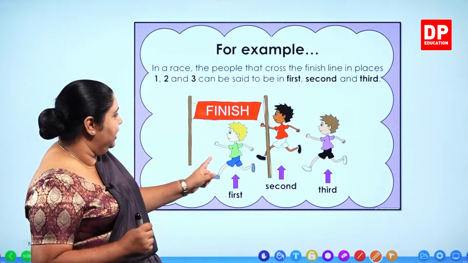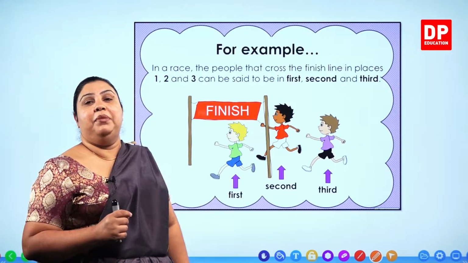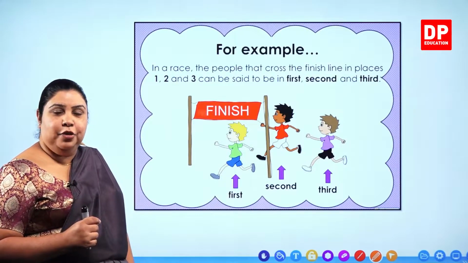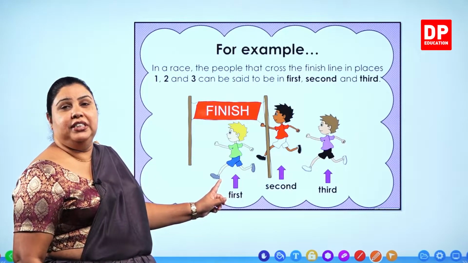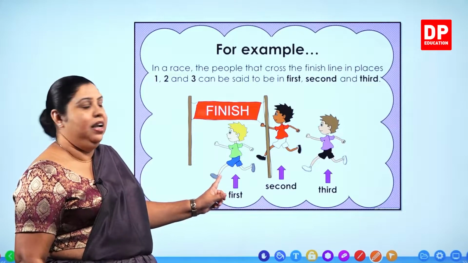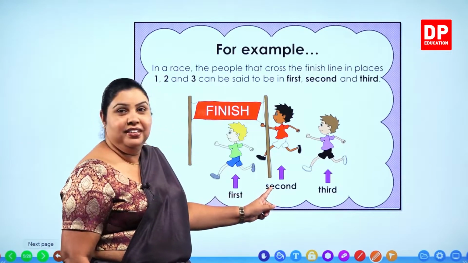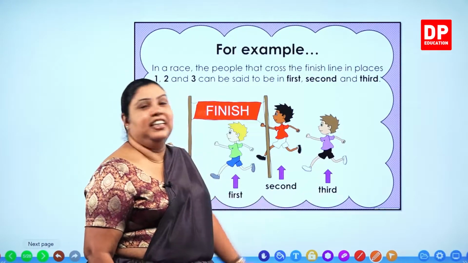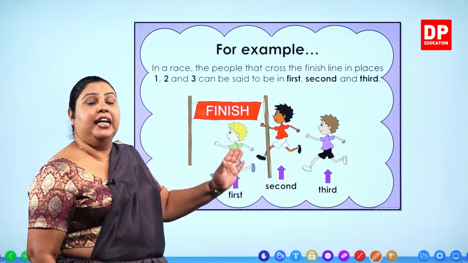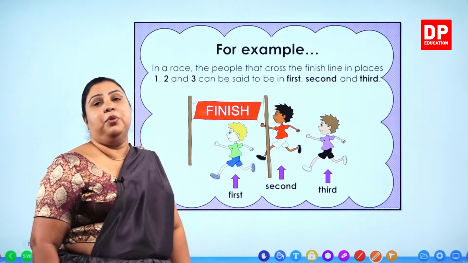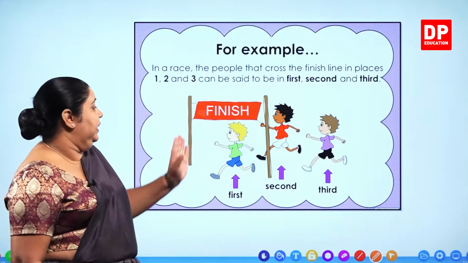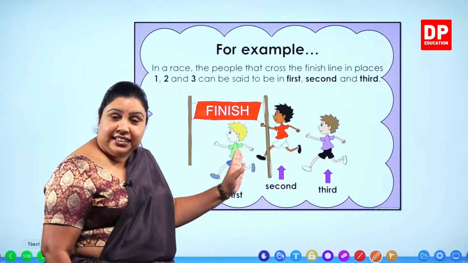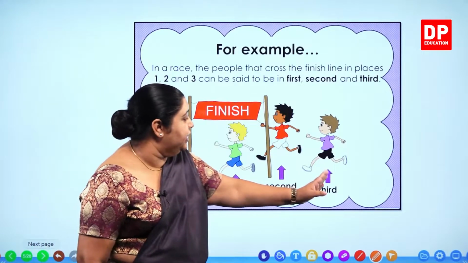Now here can you see? We have 3 people crossing the finish line. We say this is the first person to finish the line. Then the second. And then this is the third person. So they come in 3 different positions. This one comes as the first, then the second one comes as the second, then the next person comes as the third.